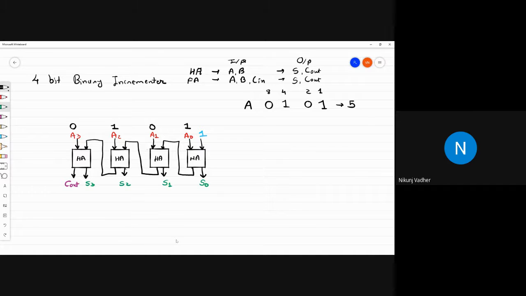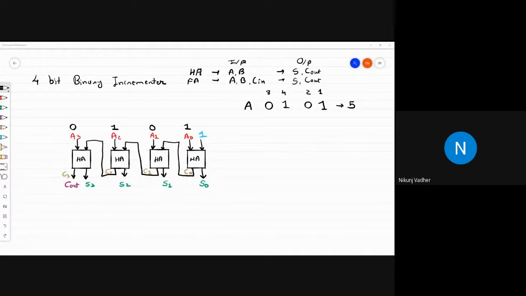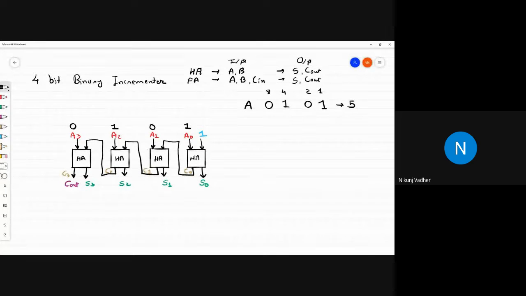Let me write down the carry. Let's say this is C0, C1, C2, C3, or as per the book, you can write C1, C2, C3, and C4. That doesn't make any difference. Now, what will be the addition of 1 plus 1? What will be the sum and what will be the carry?